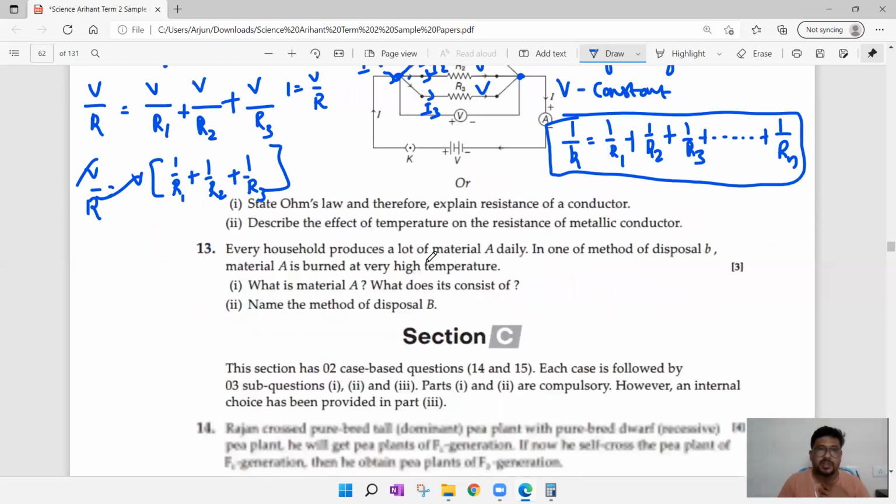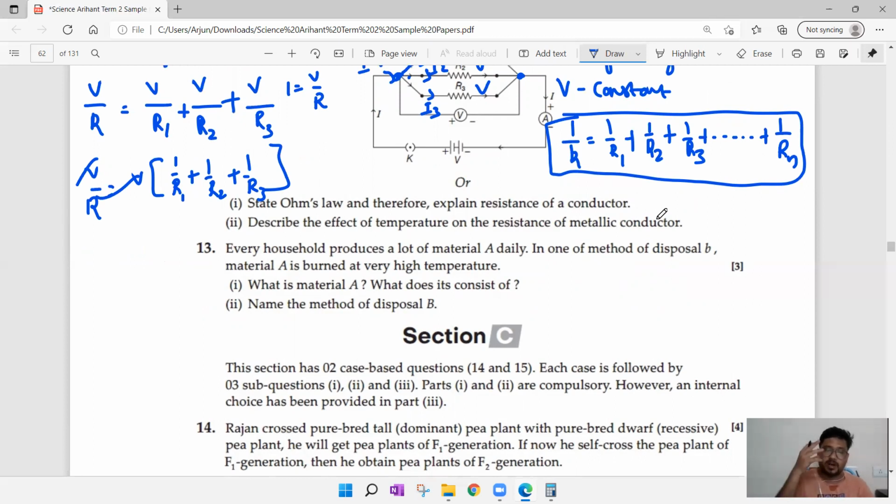Okay, internal choice question. State Ohm's law and explain the resistance of a conductor. So what is Ohm's law? At constant physical conditions, temperature may be, pressure may be, or at a constant resistance. For every device there will be resistance, and the resistance of the device is constant every time. At a constant resistance, voltage is directly proportional to current, right? So V is equal to R into I, at last we can write V is equal to IR. And they are asking to explain the resistance of a conductor.